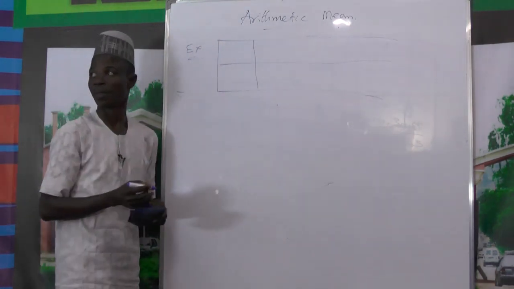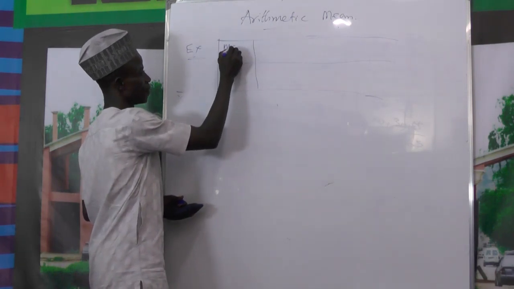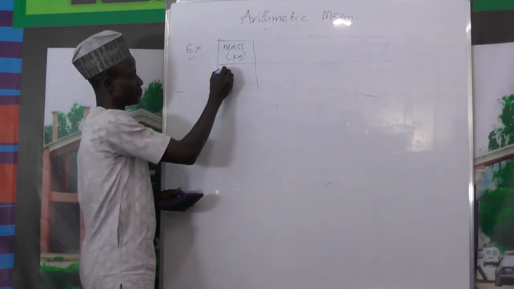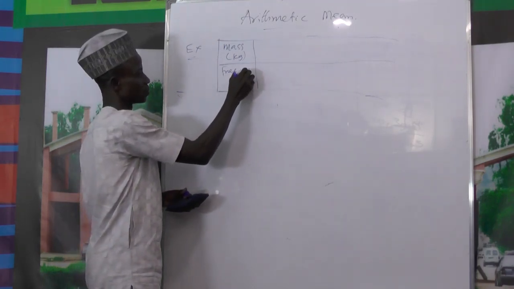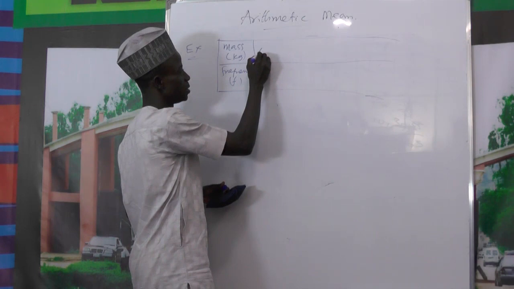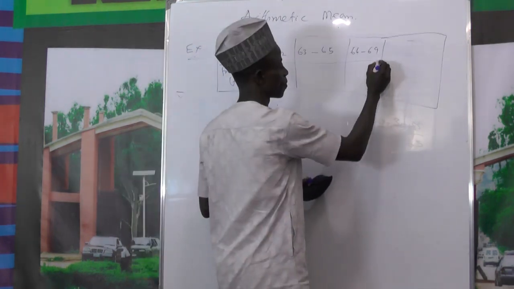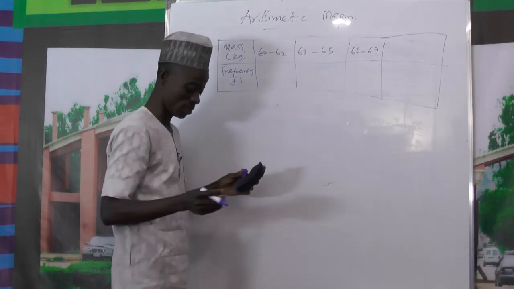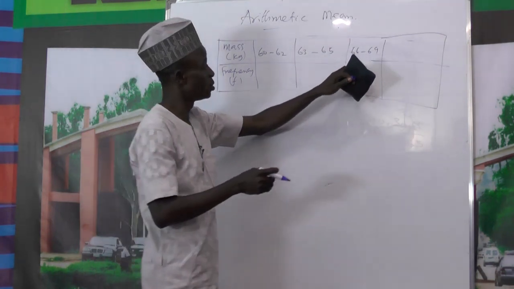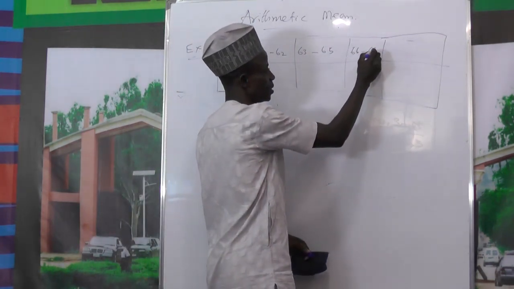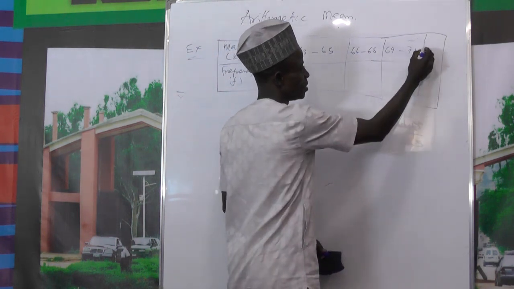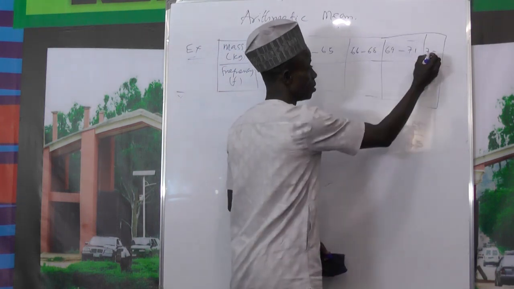We have masses in kg, then we have frequency, which is our f. At the first one we have 60 to 62. So this is what we have: 60 to 62, 63 to 65, 66 to 68, I've jumped, so 69 to 71. Then the last one will now be 71 to 73.